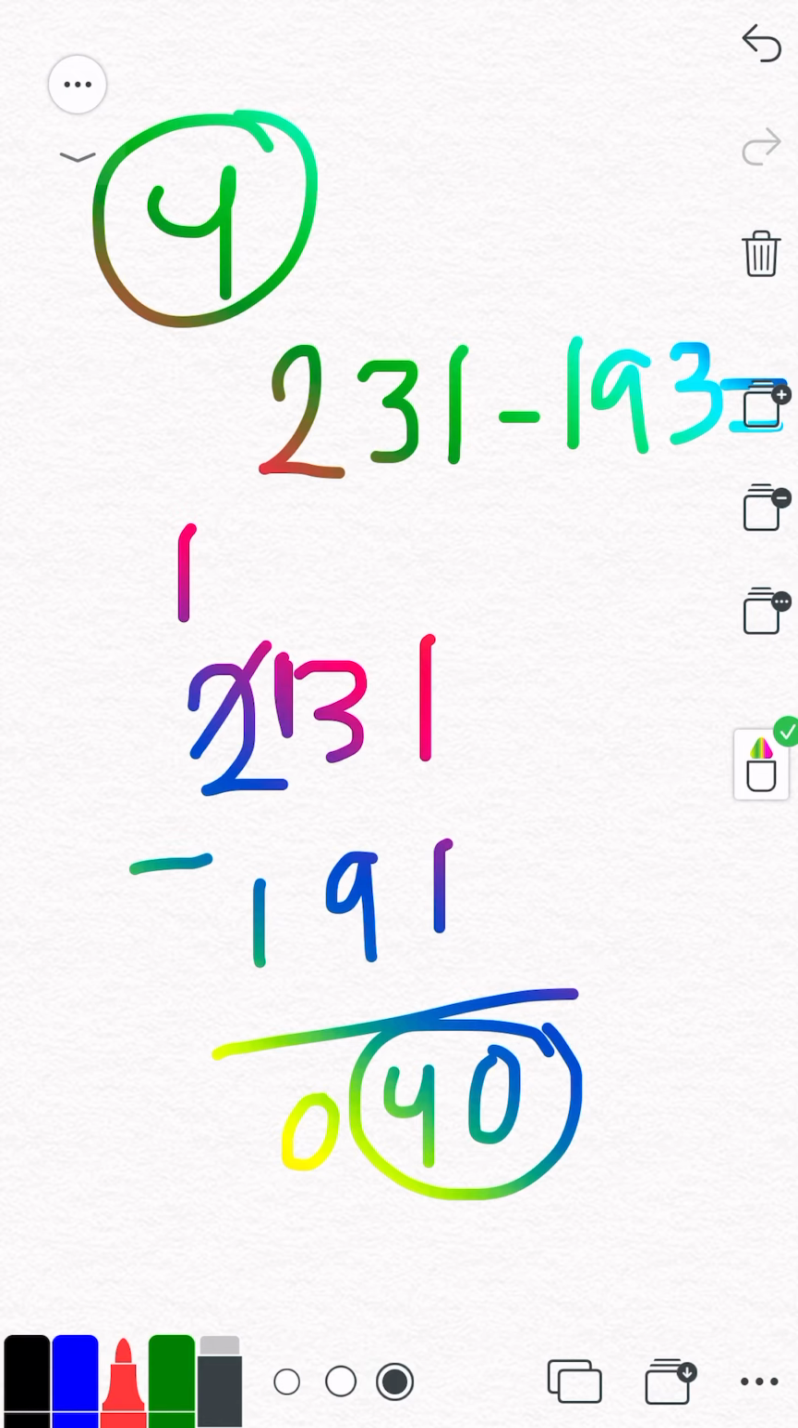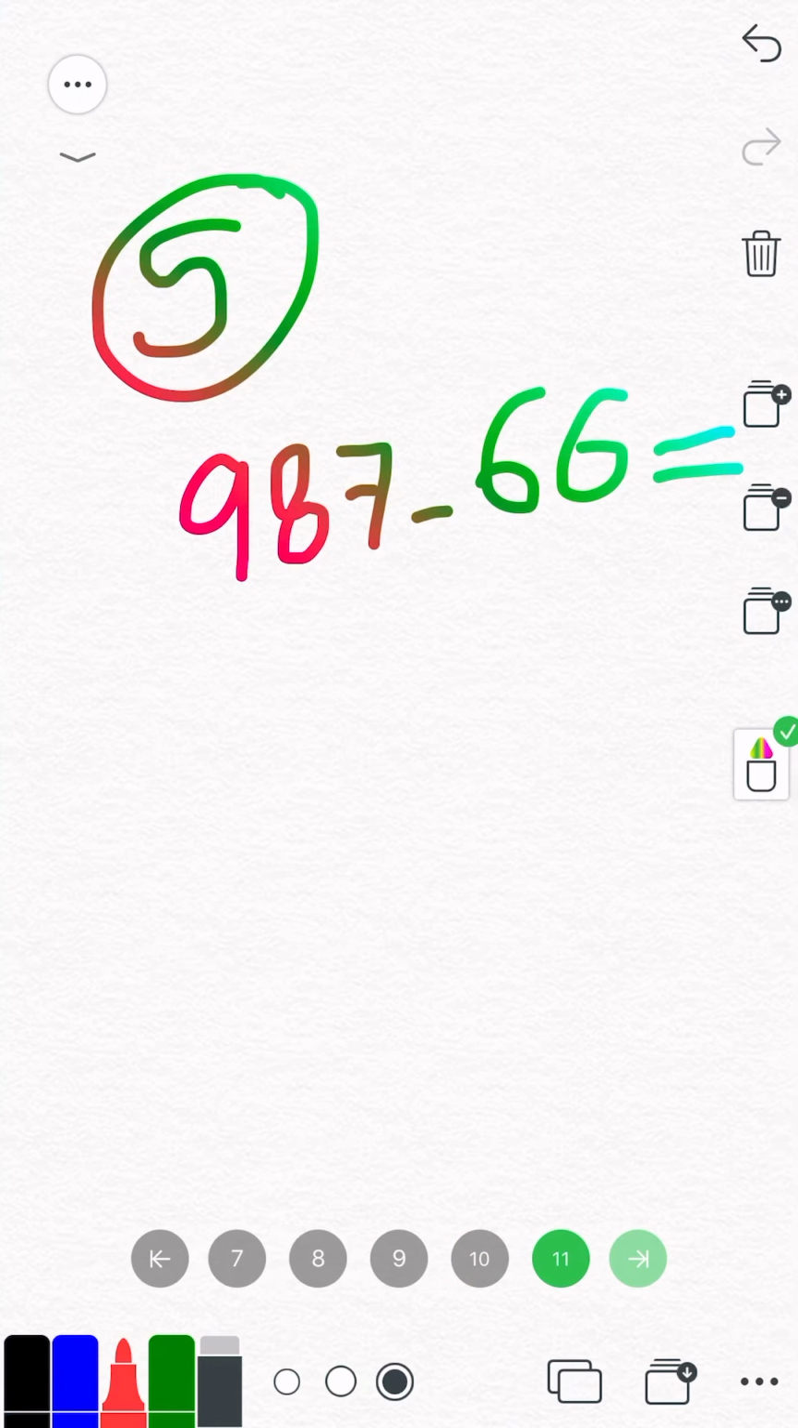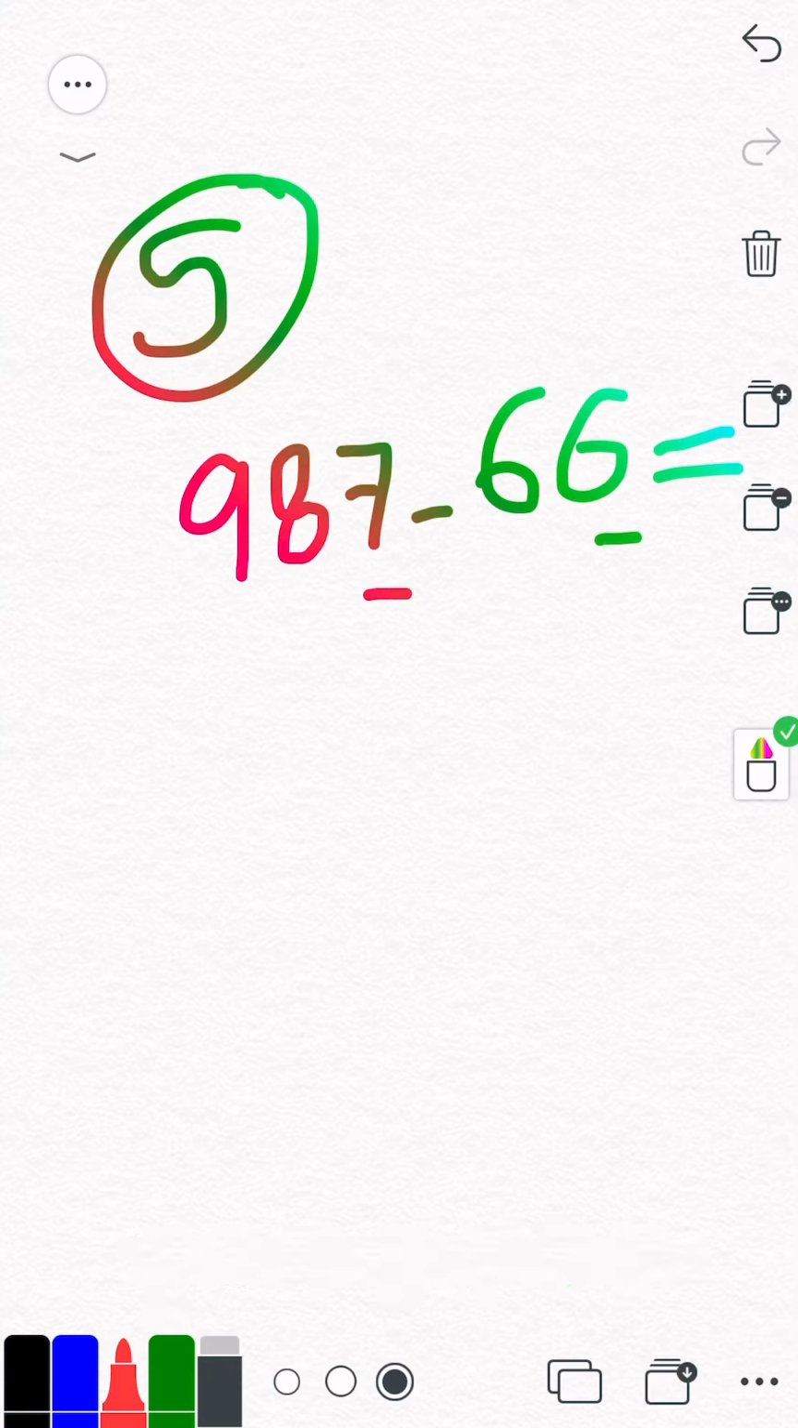So we borrowed, and that's called borrowing. The direct subtraction is we subtract the ones first from each other, the tens and the hundreds, if any. So 7 minus 6 equals 1.